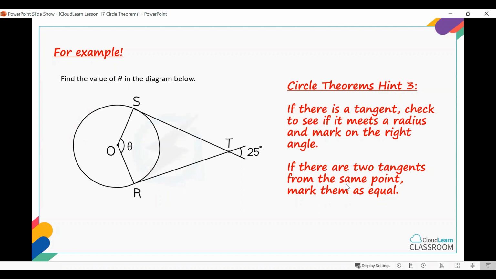If there are two tangents from the same point, mark them as equal. And that probably would have been really useful. It's most likely that the next question, once we found that, would be to maybe find the area or something of the triangle, or the area of the shape, okay? So you could then, knowing that they're equal, knowing that everything is congruent, you could then use that fact. So that is really a useful thing, okay?